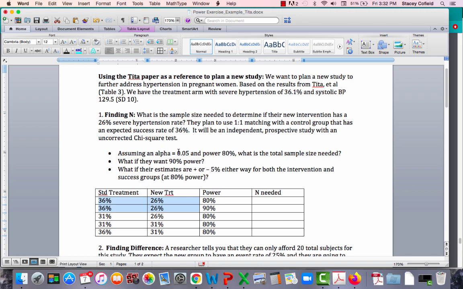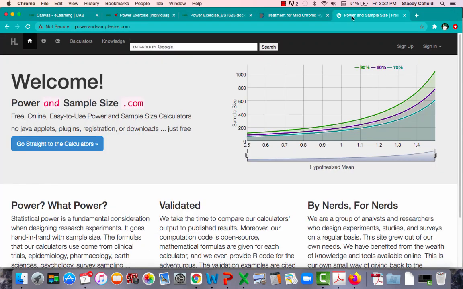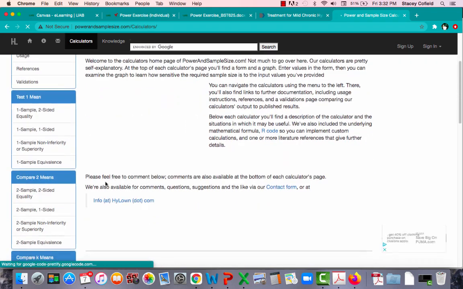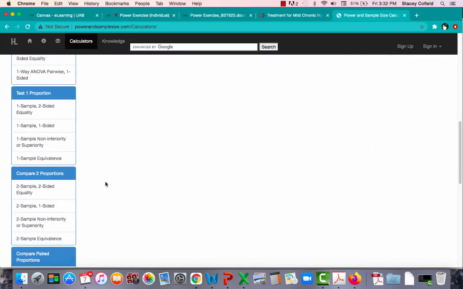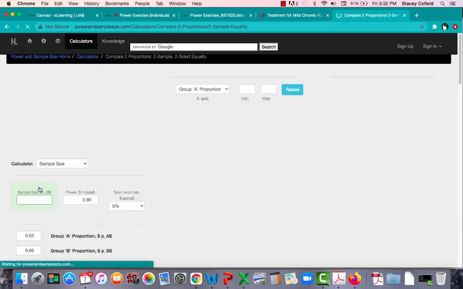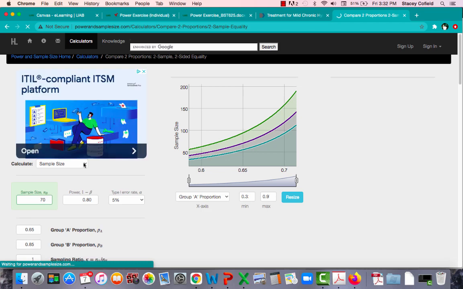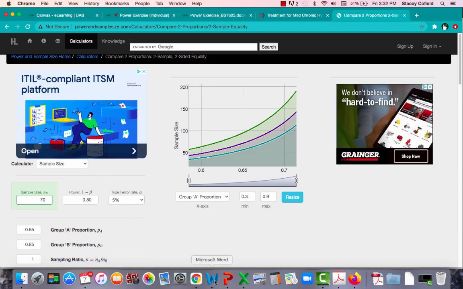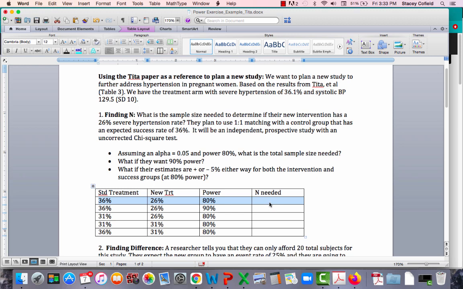So assuming an alpha of 0.05 and 80% power, what would our sample size be needed in this very first row? So 36% in what would be our control group and 26% in our new intervention group. So I'm simply going to go to powerandsamplesize.com, go straight to the calculator, and what we would want here would be comparing two proportions for two-sample, two-sided equality. And we want to know what our sample size is here. So if you go back here, we're looking for the N needed.